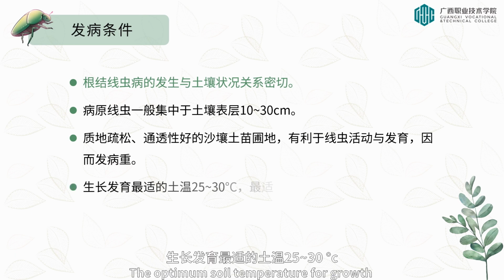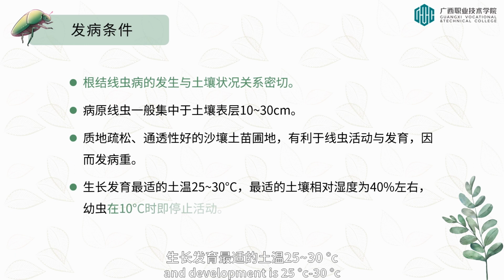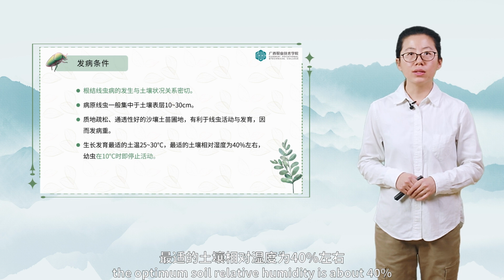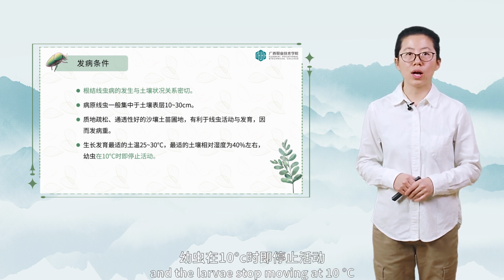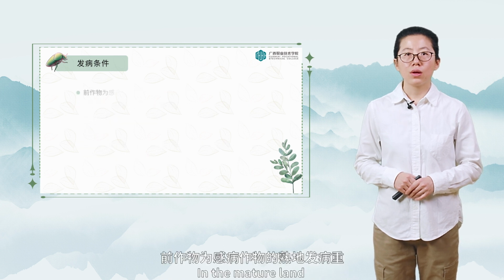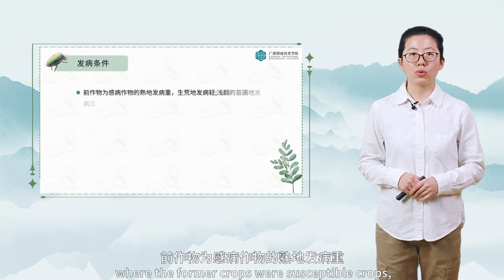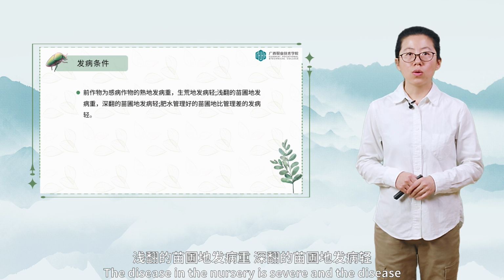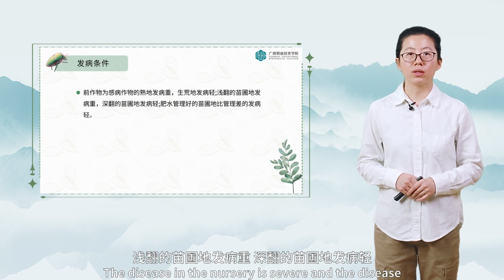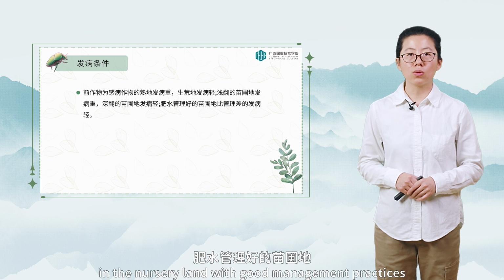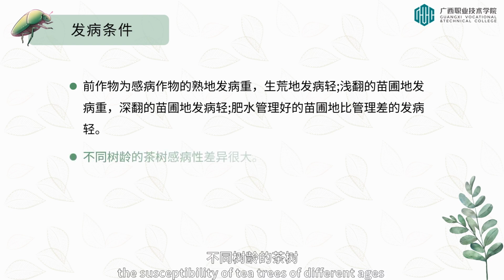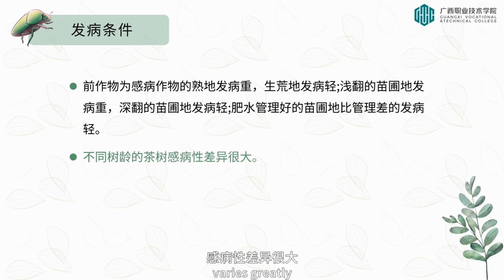The optimum soil temperature for growth and development is 25 degrees Celsius to 30 degrees Celsius. The optimum soil relative humidity is about 40%, and the larvae stop moving at 10 degrees Celsius. In the mature land where the former crops were susceptible crops, the disease is severe, while in the wasteland, the disease is light. The disease in the nursery land with good management practices is lighter than that in the nursery with poor management practices. The susceptibility of tea trees of different ages varies greatly.